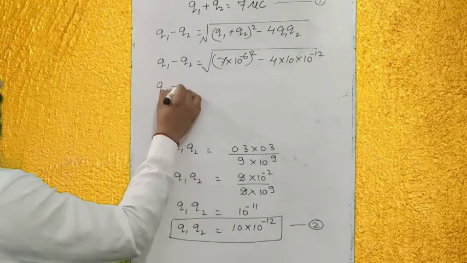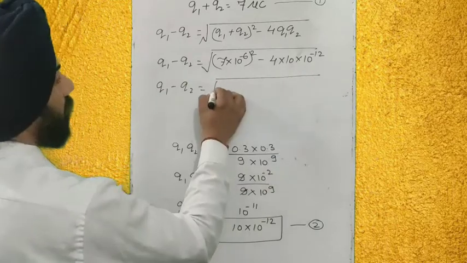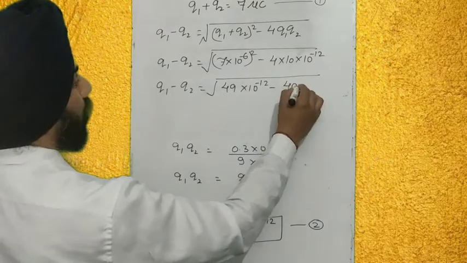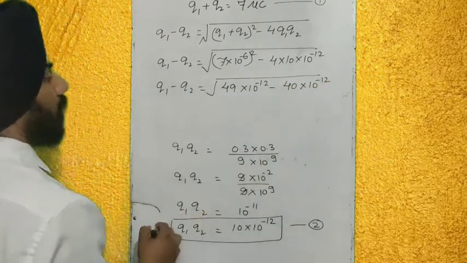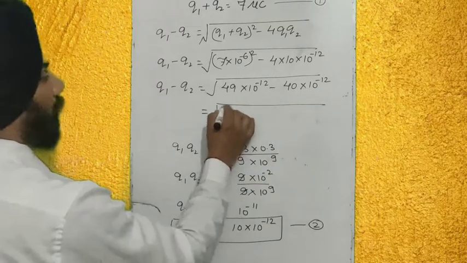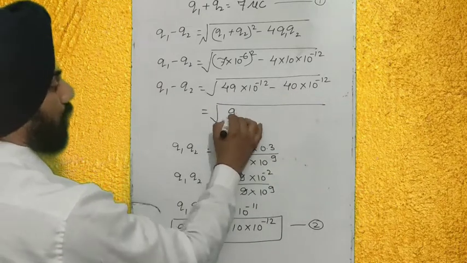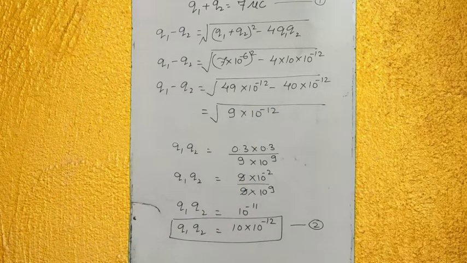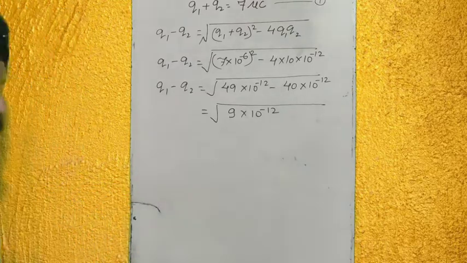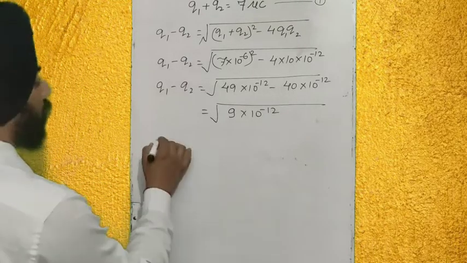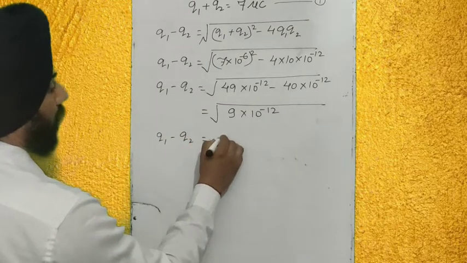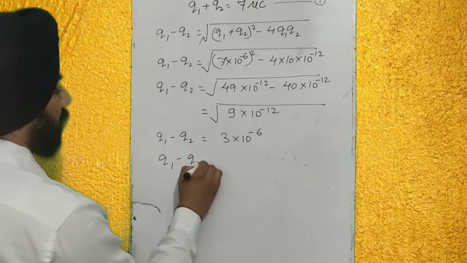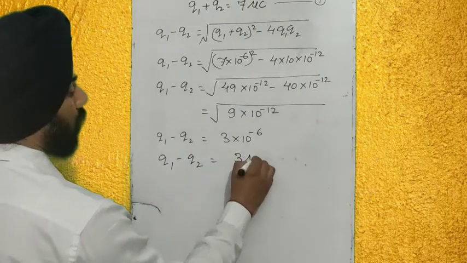So what will be Q1 minus Q2? That will be 7 7s are 49 into 10 to the power minus 12, minus 40 into 10 to the power minus 12. After subtracting 40 from 49, that will be 9 into 10 to the power minus 12. Find out the square root of 9 into 10 to the power minus 12. So Q1 minus Q2 will be equal to 3 into 10 to the power minus 6. Either we can write it as Q1 minus Q2 is equal to 3 microcoulomb.